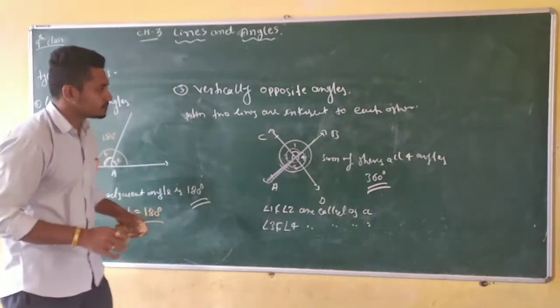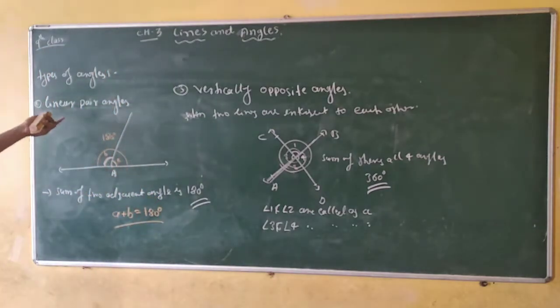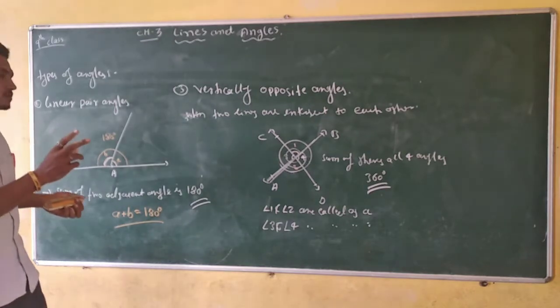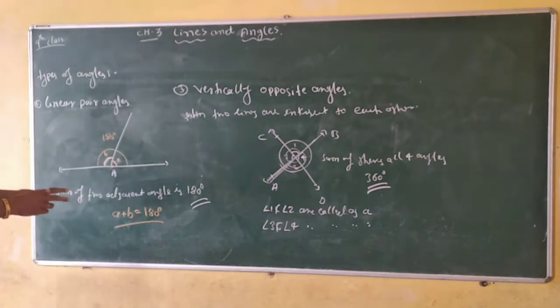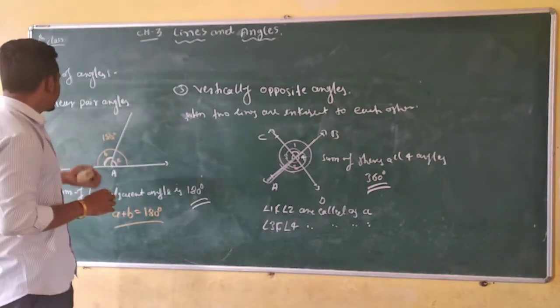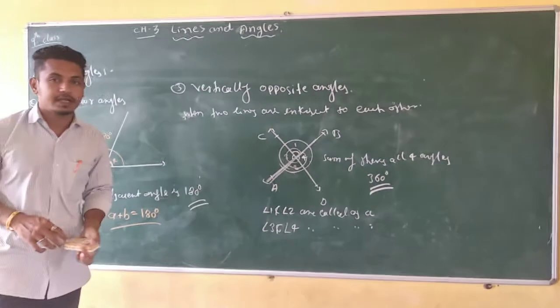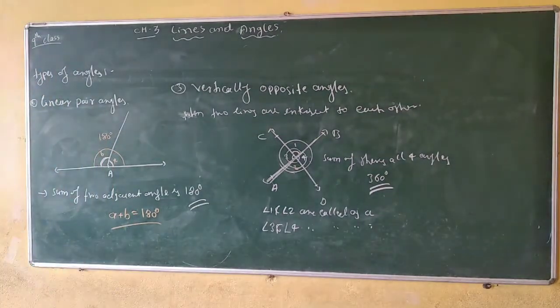Is it right? So please note down this: linear pair angles and vertically opposite angles. There are three types. First one is adjacent angles, second one is linear pair of angles, and third one is vertically opposite angles.